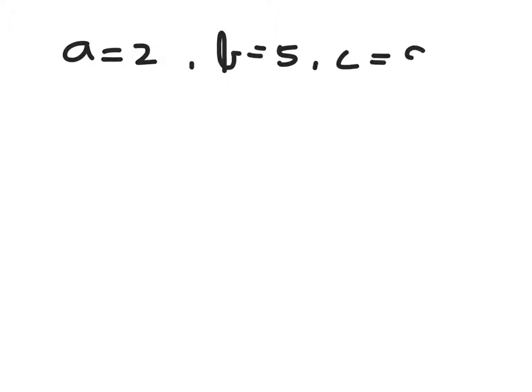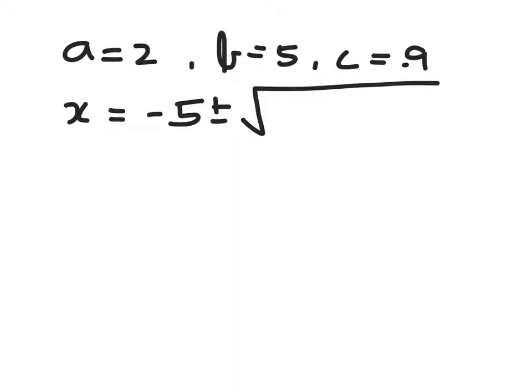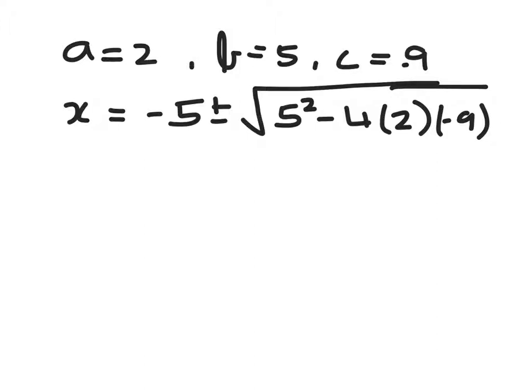Now I'm going to do the next one. Number 2. In number 2, I'm going to identify really quickly my A, B, and C. A is 2, B is 5, C is negative 9. Right, let's start plugging things in. So our x-intercepts are given by minus 5 plus or minus the square root of 5 squared. I don't have to put the 5 in parentheses now because it's not a negative. Minus 4 times 2 times minus 9.